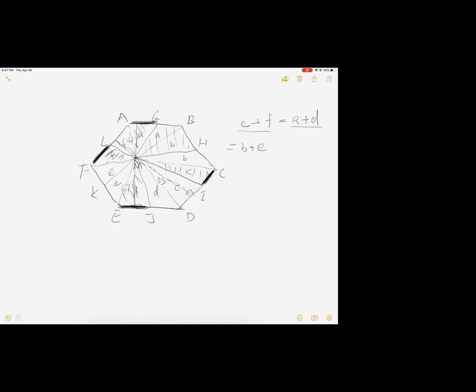Okay, go ahead. And then A plus F is equal to 41. C plus D is 53. D plus E is 67.